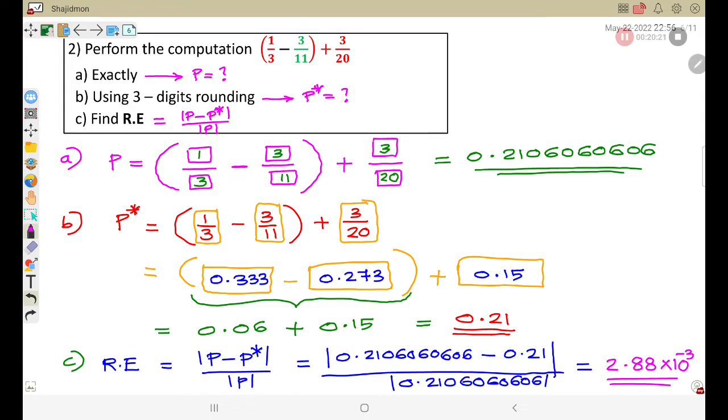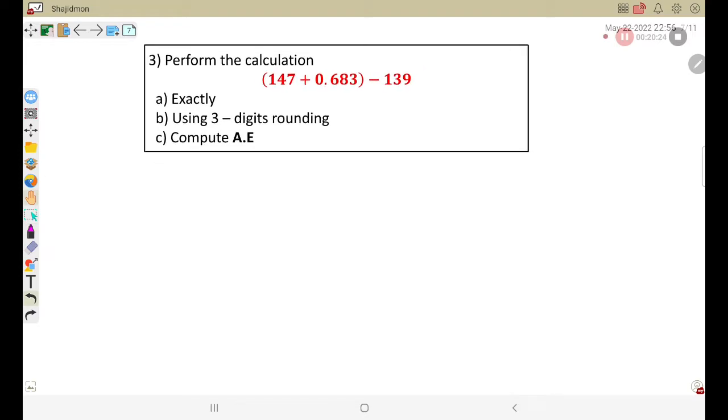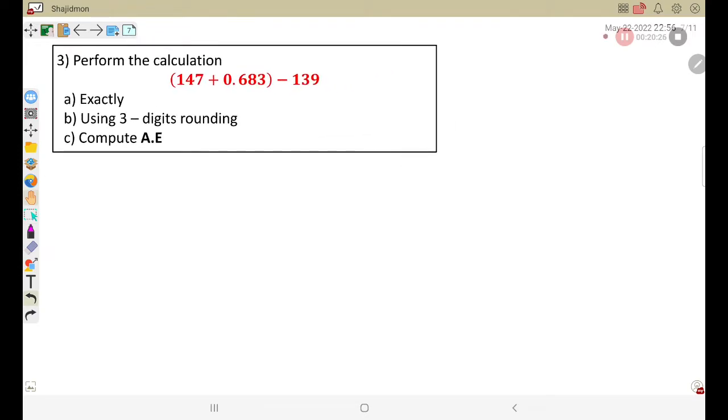Okay, now we will go to the next one, question 3. Perform the calculation: 147 plus 0.683 minus 139 exactly. So first we need to find P number. After that, using 3 digits rounding, calculate. So P star value we need to calculate. After that, find the absolute error, absolute P minus P star. P number we are getting from first part. P star number we are getting from the second part.